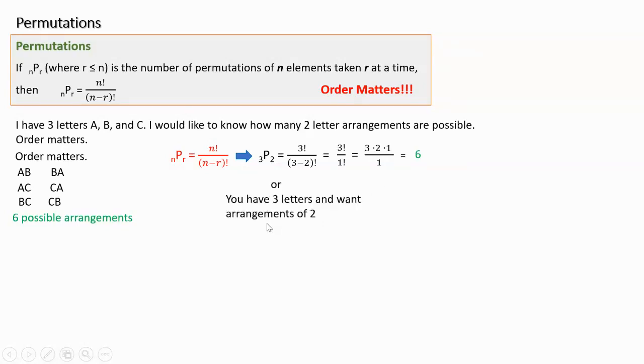Or you can do it this way. You have 3 letters, and you're going to put 2 slots because you want 2 letters. So how many can go here? It will be 3. If 1 is chosen already, then 2 are left. So 3 times 2 is 6.